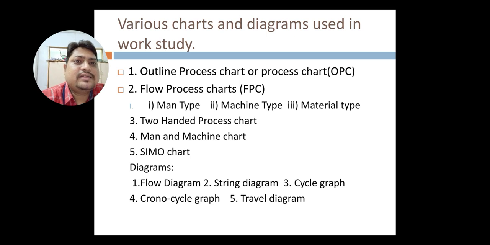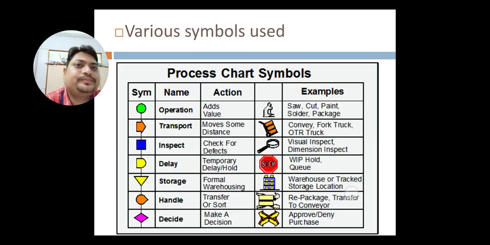This chart gives you detailed information. This chart is used in micro motion study, where the number of repetitive cycles of production completed in a particular minute is recorded. Then diagrams: flow diagram, string diagram, cycle graph, chronocycle graph and lastly travel diagram.